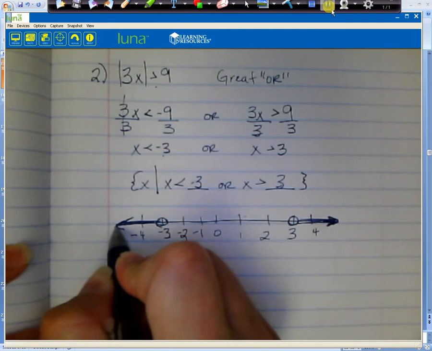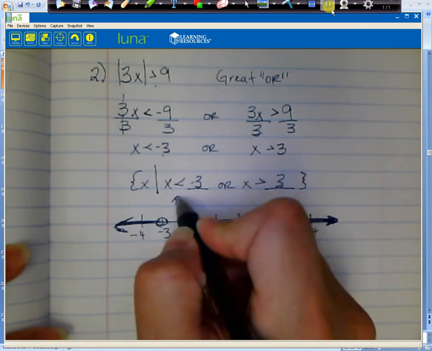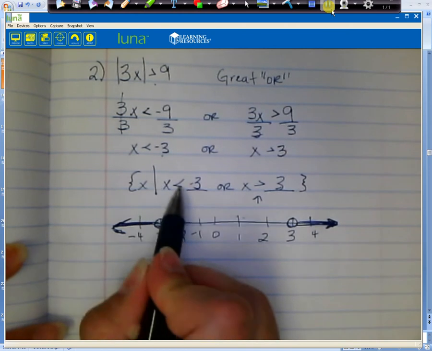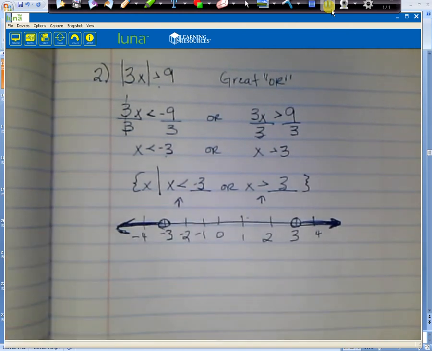And if I'm not sure, I can look at my inequality signs, and they look like little arrows. This arrow is pointing this way, and this arrow is pointing that way. So if I've done my set notation properly, I can look at that and see the arrows and know I'm shading to the outside.